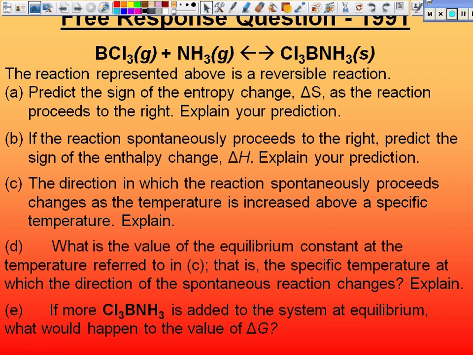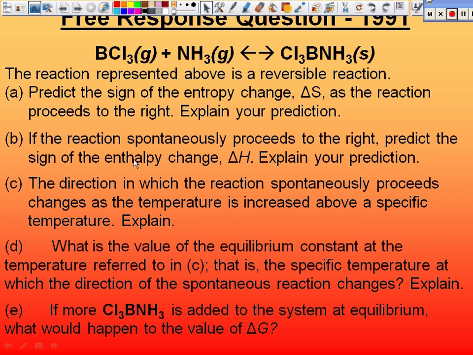All right. The direction in which the reaction spontaneously proceeds changes as the temperature is increased above a specific temperature. Explain. The direction in which the reaction spontaneously proceeds changes. Oh, and here's why. You just told me in B, because it's exothermic, right? Well, as the temperature increases, according to Le Chatelier, what side of the reaction are we affecting? We're affecting the products. So as the temperature gets higher, what's going to happen to the shift of the equilibrium? The equilibrium will be altered to return to the products, the reactant side.